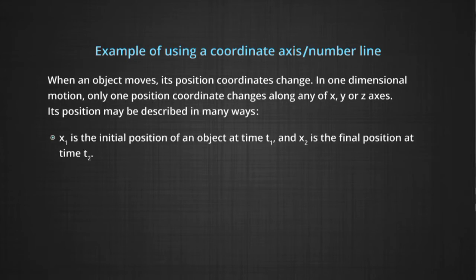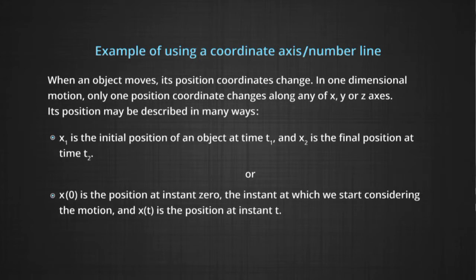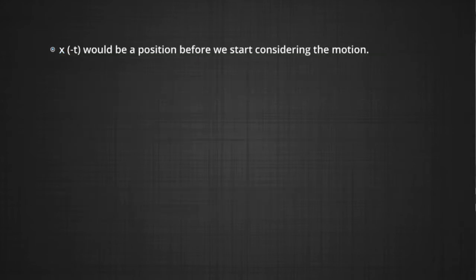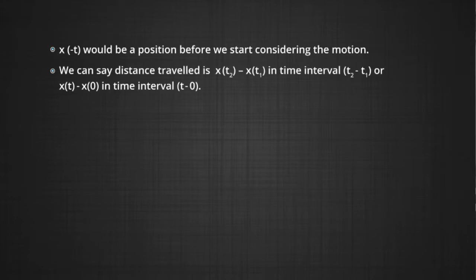If x1 is the initial position of an object at time t1 and x2 is the final position at time t2, or we can say x0 is the position at instant 0, which is when we start considering the motion, and xt the position at instant t. X minus t would be a position before we start considering the motion. We can say the distance travelled is xt2 minus xt1 in time interval t2 minus t1, or xt minus x0 in time interval t minus 0.